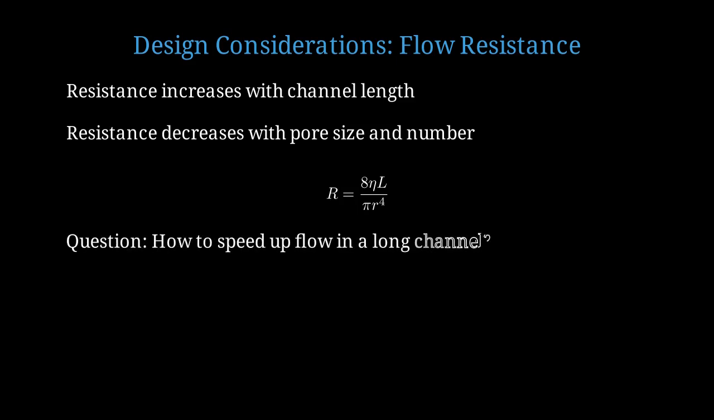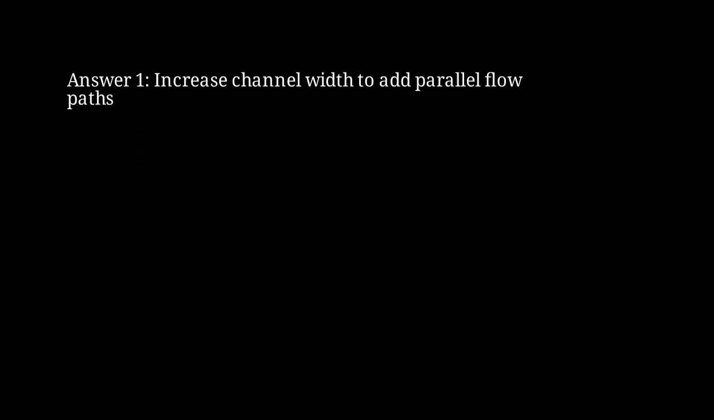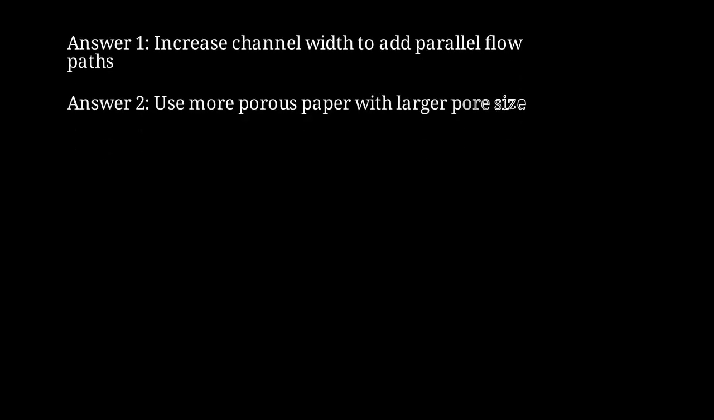Question: if we have a long channel that's flowing too slowly, how can we speed it up? Answer 1: increase the channel width. This adds more parallel pores, reducing total resistance without changing individual pore behavior. Answer 2: switch to a more porous grade of paper with larger pores. Remember, resistance scales as r to the -4th, so this is very effective.